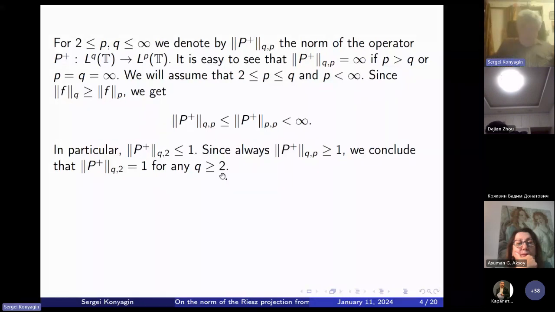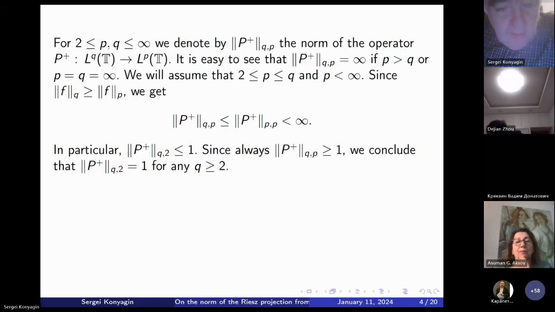Moreover, if p is 2, then we see from this inequality that the norm of the Riesz operator from L^q to L^2 is at most 1, but it cannot be less than 1, so in this case the norm is 1.